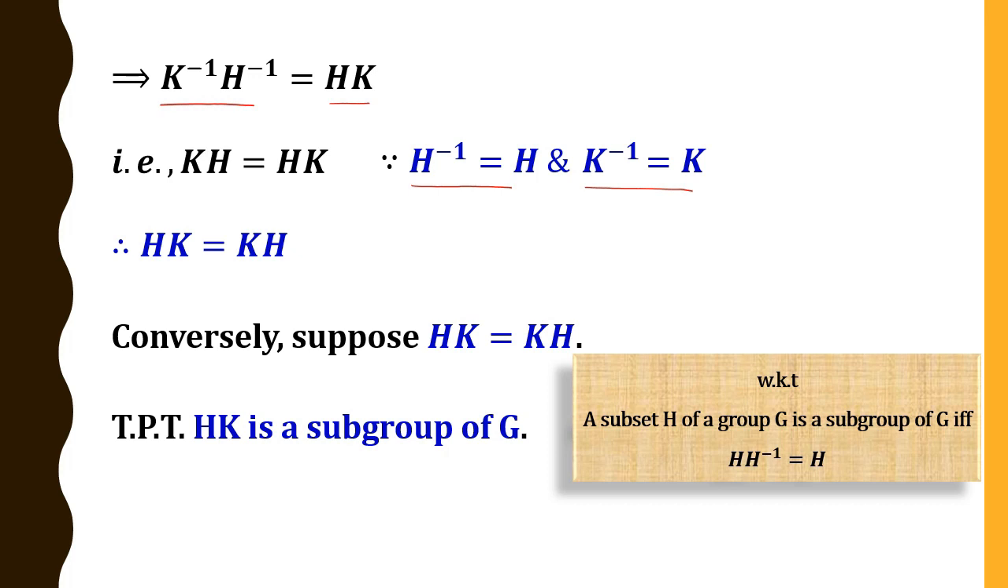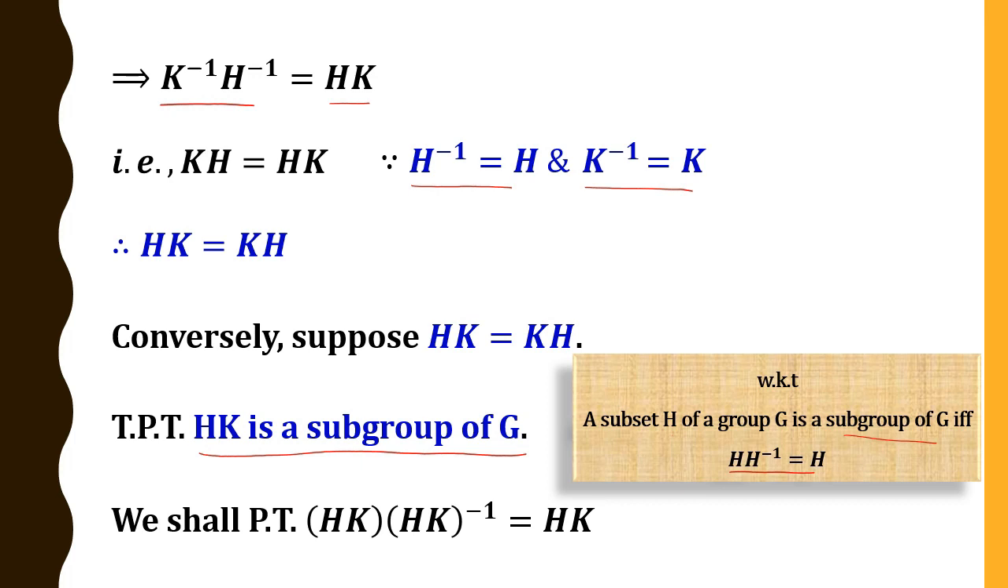Just now we proved that a subset H of a group G is a subgroup of G if and only if HH inverse is equal to H. This is nothing but theorem 3. Therefore, we shall use this concept. To prove HK is a subgroup of G, we shall use this concept. What is that? If HH inverse is equal to H, then we can say that H is a subgroup of G. When can we say HK is a subgroup of G? If HK into HK whole inverse is equal to HK. This we can write using this concept. If we prove this one, then we can say HK is a subgroup of G.